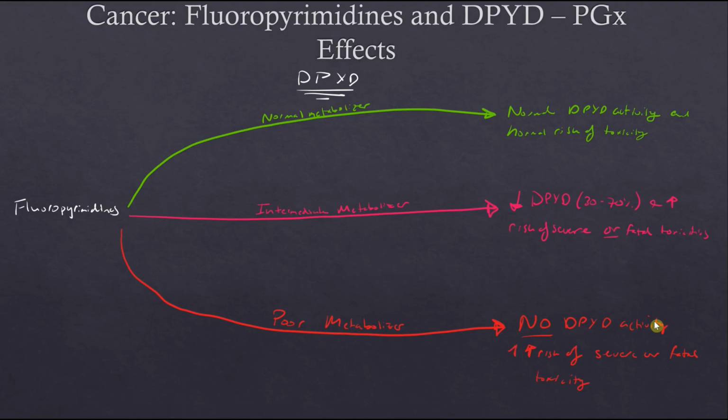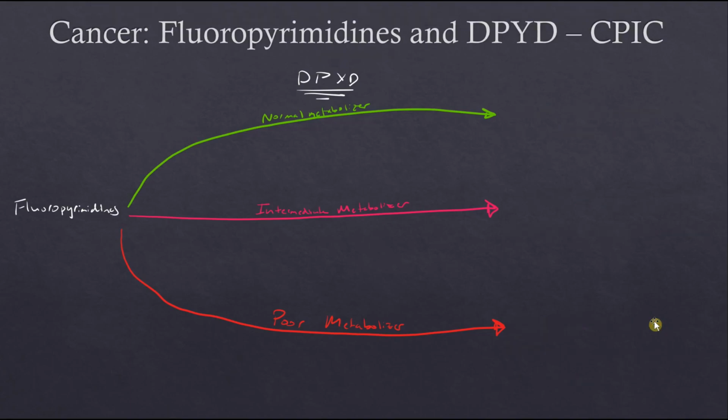Now let's take a look at what those pharmacogenetic effects actually do in terms of genetically based recommendations for the fluoropyrimidines. So first, let's start with normal metabolizer, as we always do. And as you expect, and as we see for most of the CPIC guidelines, if you're a normal metabolizer, you use as directed. Now let's take a look at what the recommendation is for intermediate metabolizer.